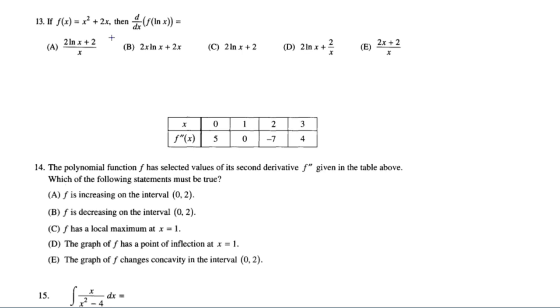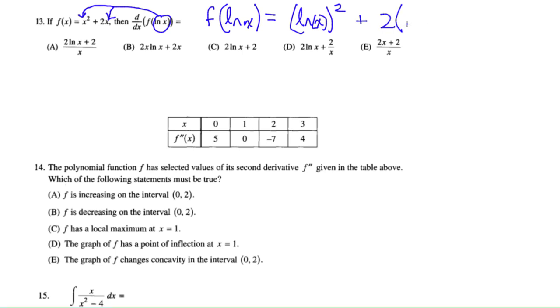So I'm taking the derivative of, oh, I remember doing this with Rochelle already. Let's write out what f of natural log of x is. That means I'm plugging in natural log of x into each of these x's. So I have natural log of x quantity squared, plus 2 times natural log of x. That's the function that I'm taking the derivative of.